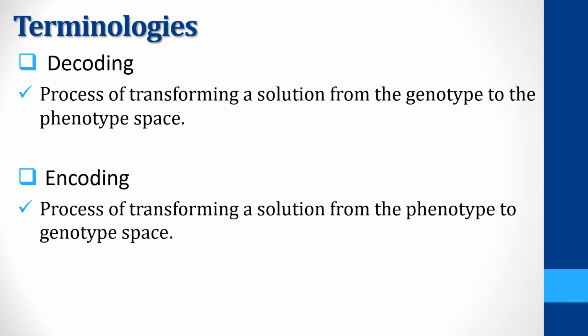For simple problems, the phenotype and genotype spaces are the same. However, in most cases, the phenotype and genotype spaces are different. Then decoding and encoding process is to be done. Decoding is the process of transforming a solution from the genotype to the phenotype space, while encoding is the process of transforming from the phenotype to the genotype space. Decoding should be fast as it is carried out repeatedly in a genetic algorithm during the fitness value calculation.